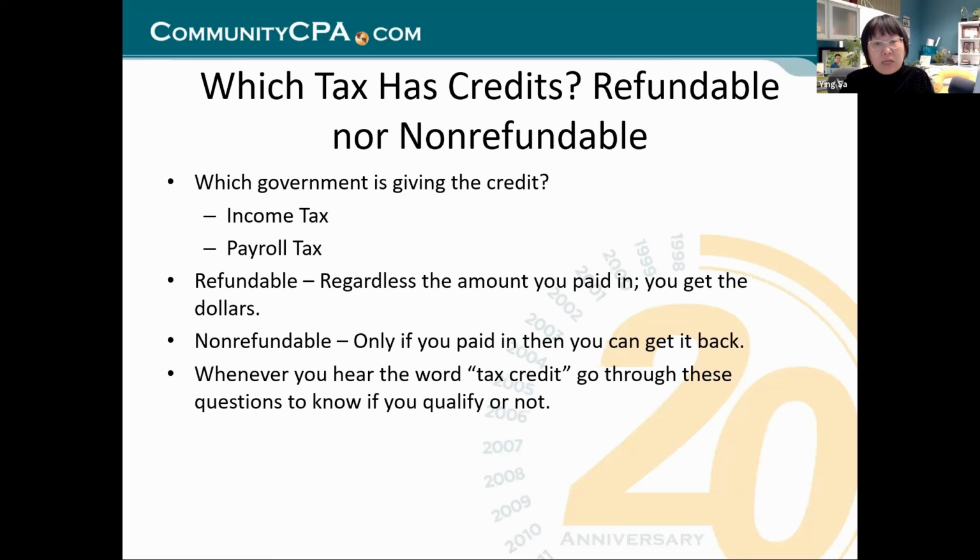But if it is non-refundable, it means you don't have taxes to pay. Sorry, you have that credit, but you can't use it because nothing comes back to you. You don't get a check. So a good example of a refundable tax credit is the earned income tax credit. People who make very little money come into tax time happy because they're going to get $6,000 from the IRS. Why? Because it's a refundable tax credit.